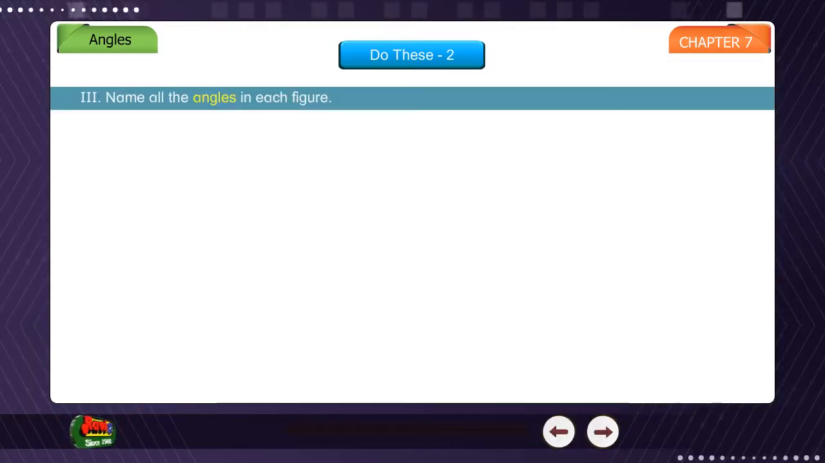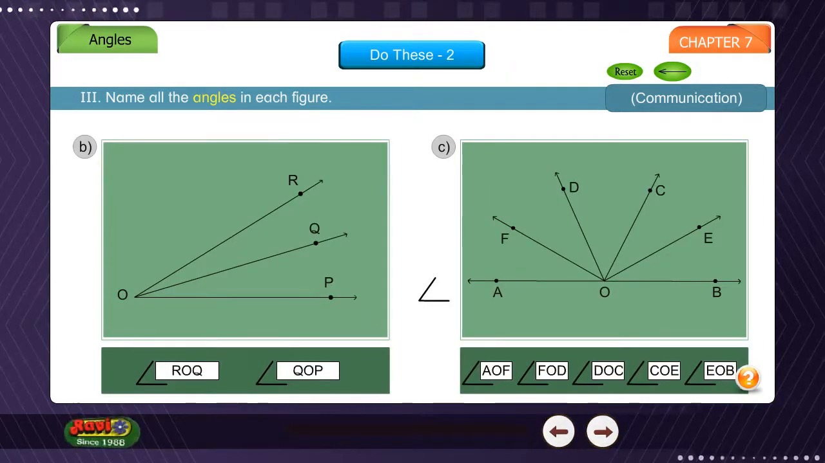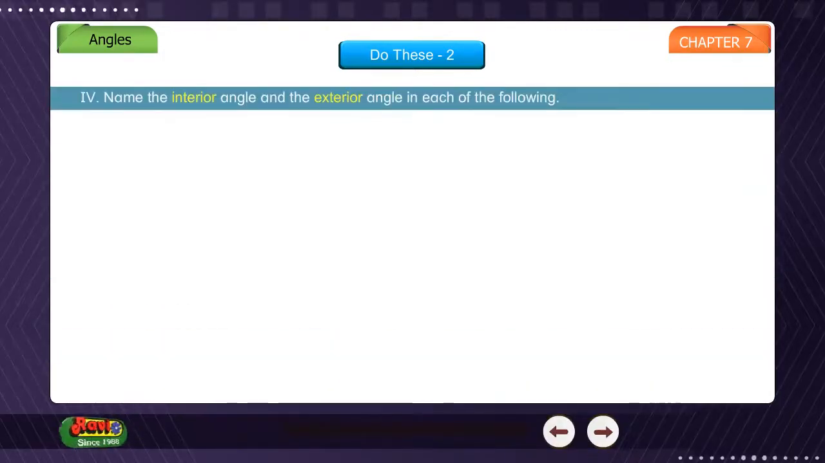Three. Name all the angles in each figure. Communication. Four. Name the interior angle and the exterior angle in each of the following. Communication.